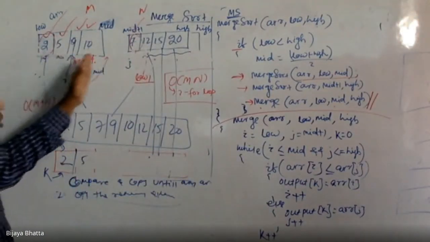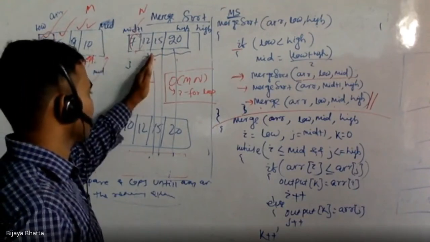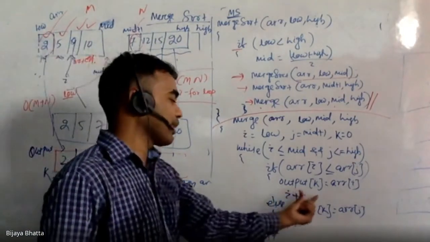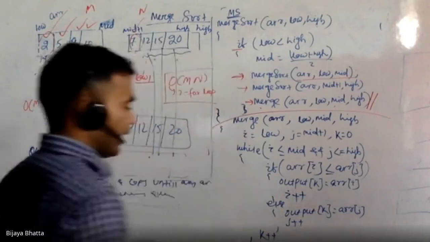In some cases i will be plus plus, in some cases j will be plus plus, but k is always going to be plus plus. That's why I'm making it outside. You can put a k plus plus here and k plus plus here, right? So that is also fine. Okay, so this is done, right?